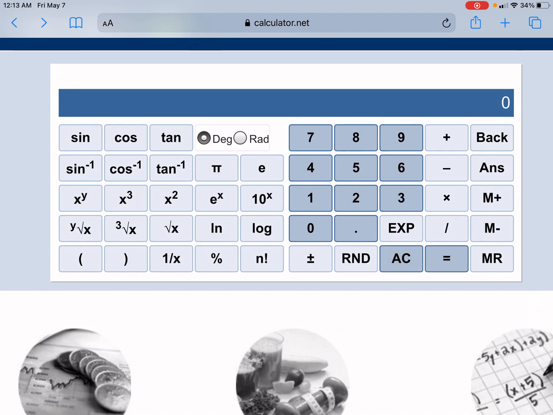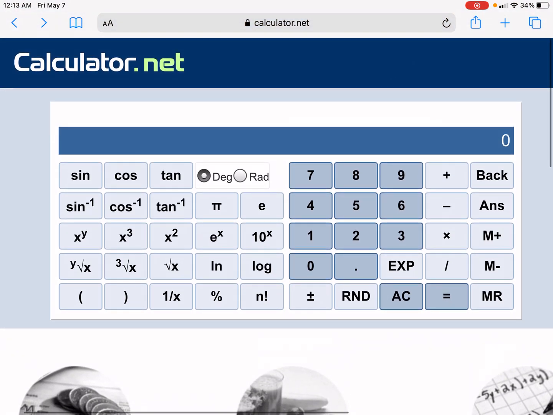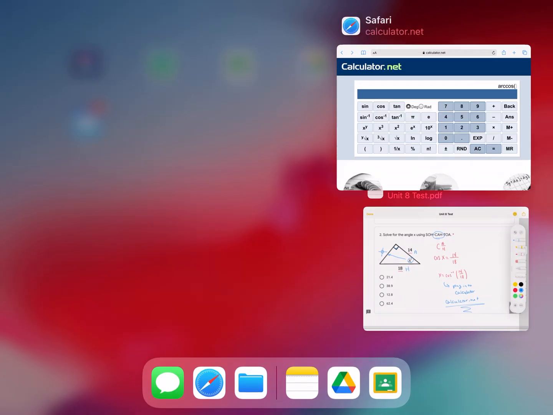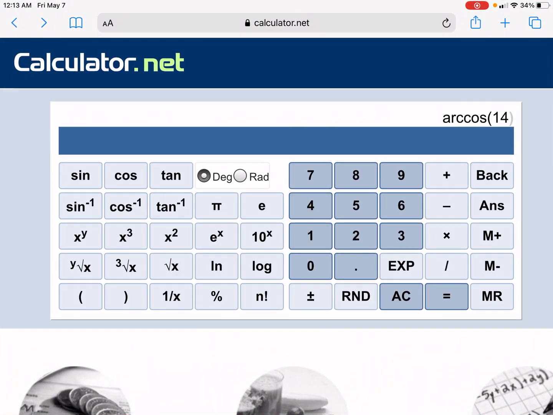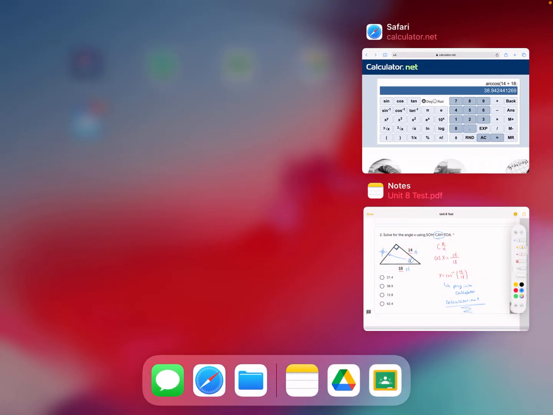Remember here, if yours is different and it tells you to choose between basic and scientific, choose the scientific calculator. So here I'm going to choose cos -1 and then 14 over 18, which comes out to about 38.9.